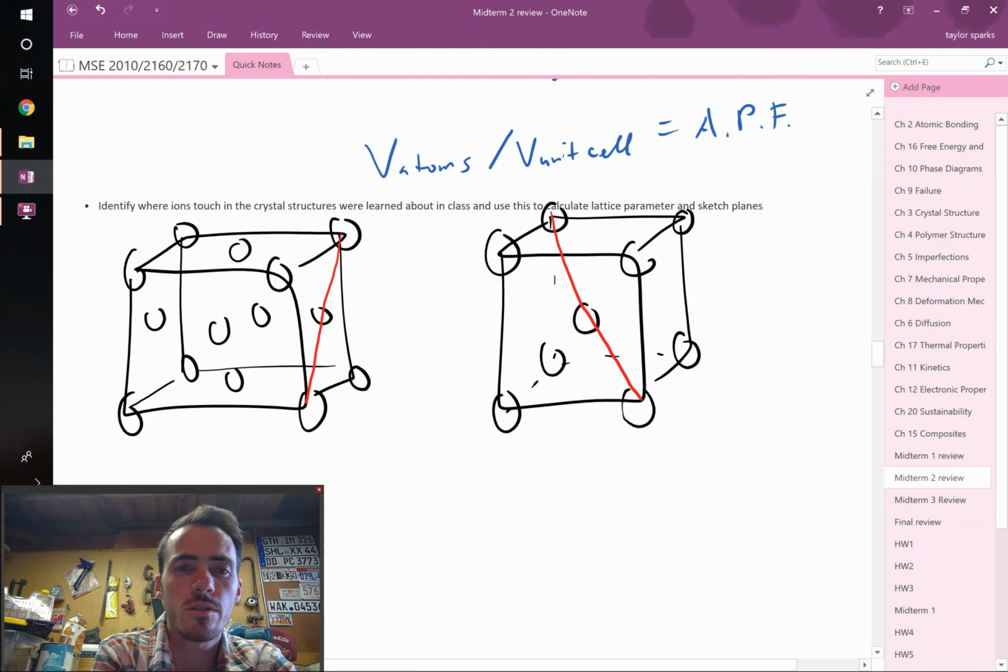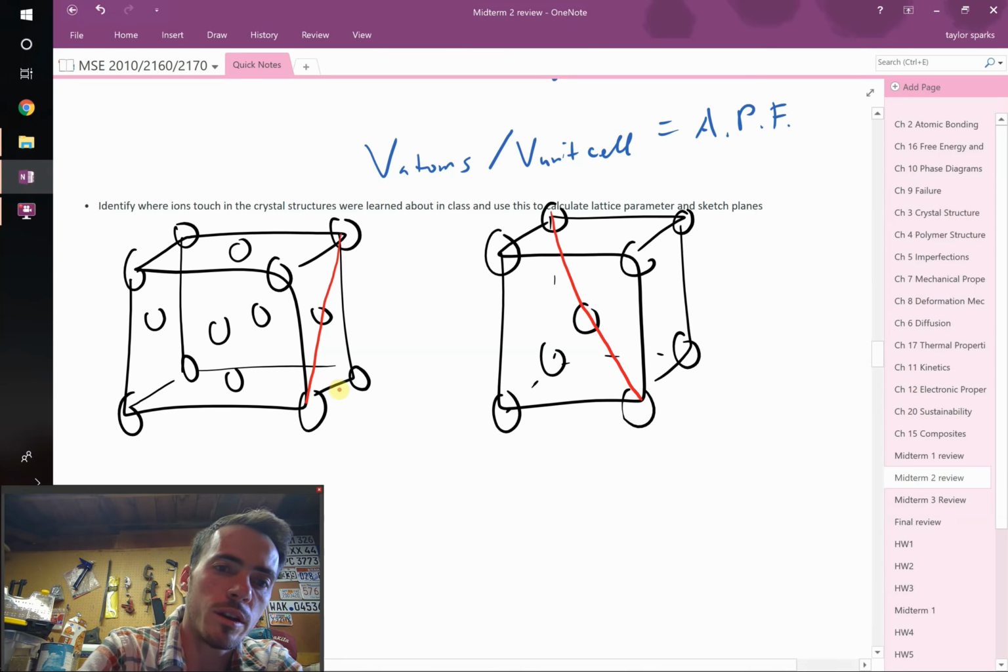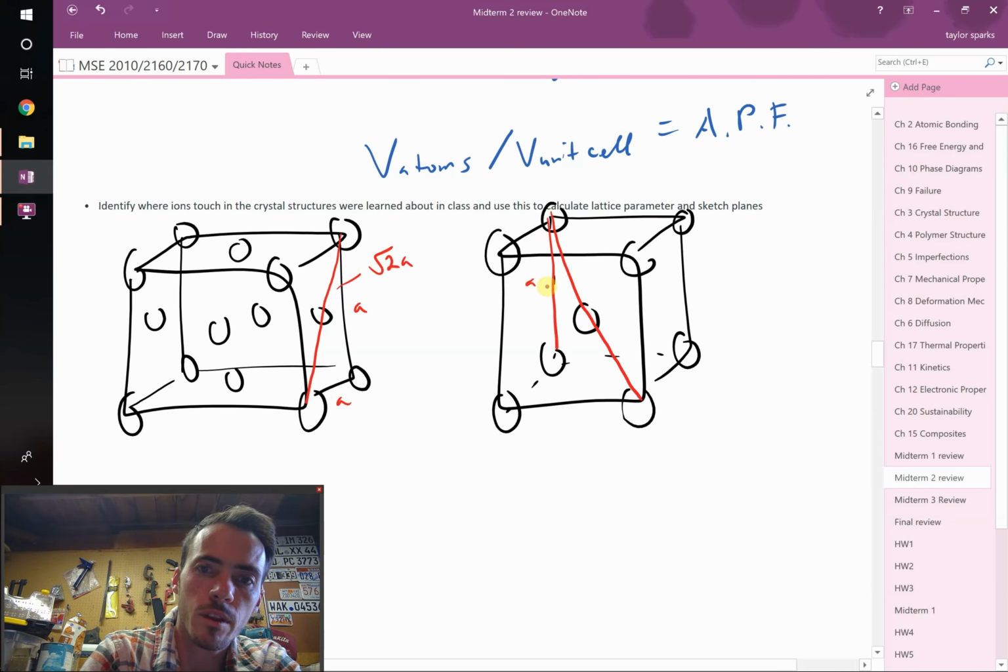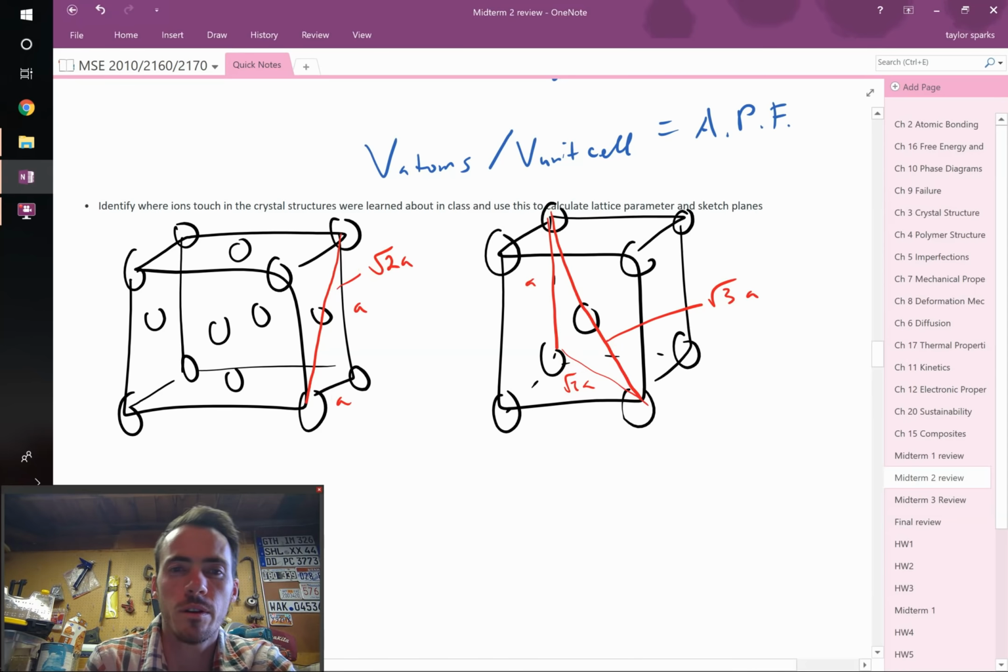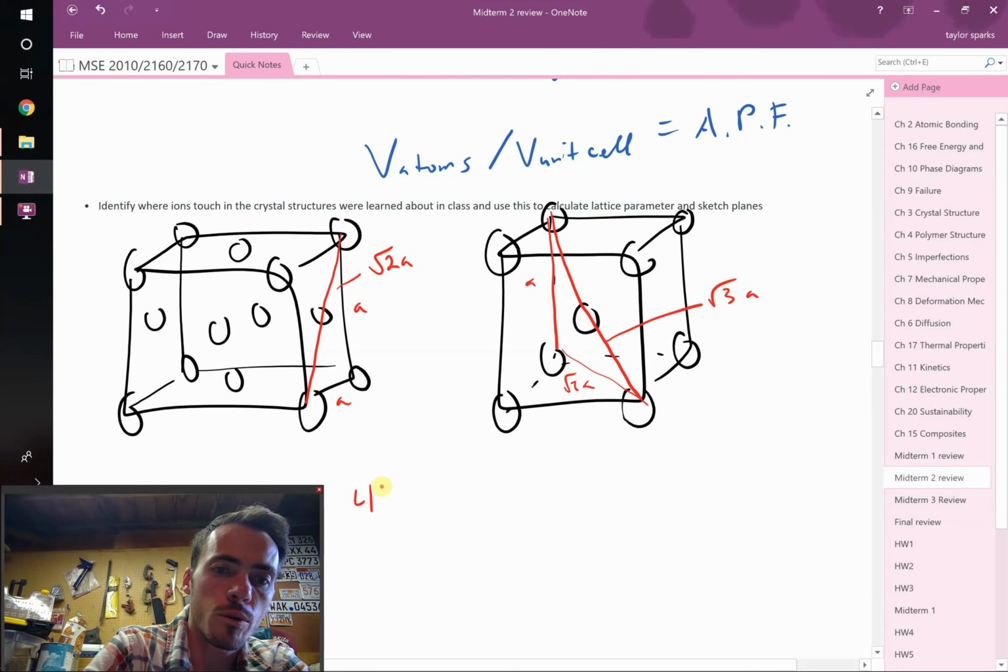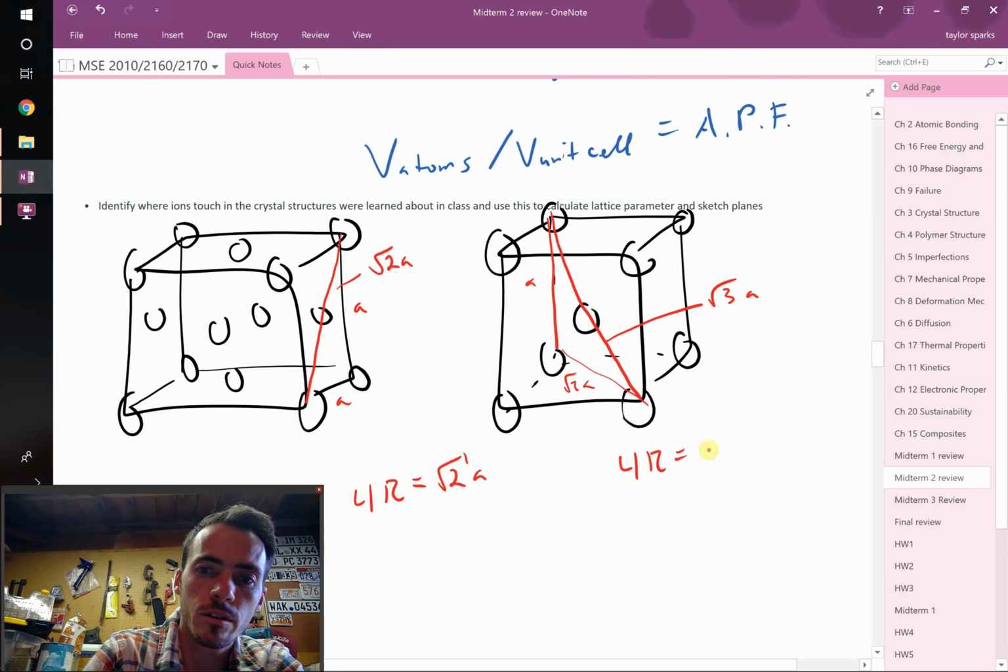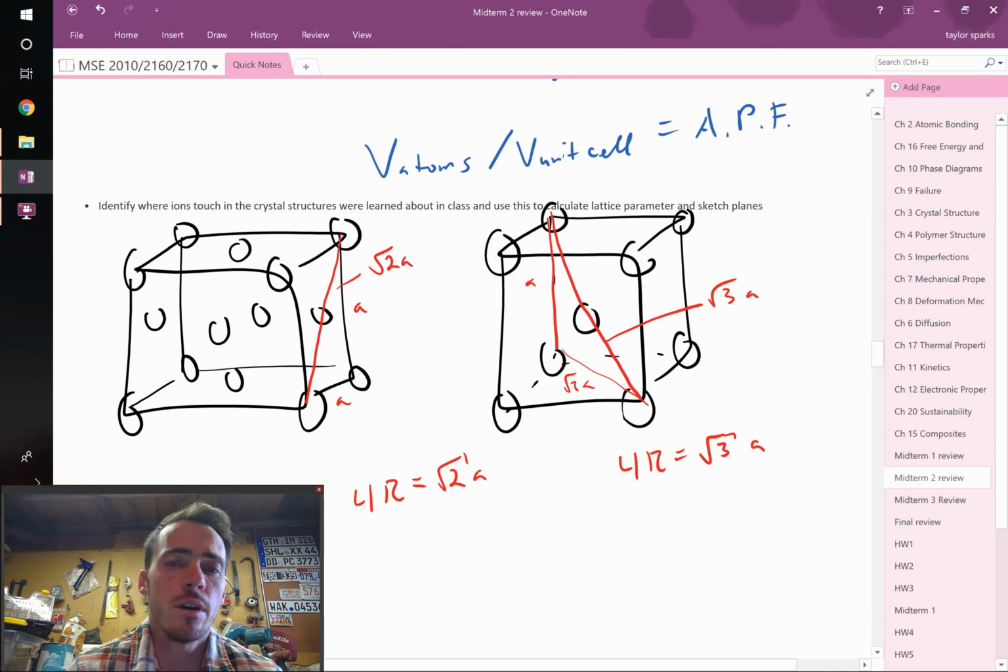The distance of these lines is not the same, right? In one case, you've got A, and this distance would become root 2 A. In the other case, you've got A, you've got root 2 A, and this becomes root 3 A, right? In both cases, you have 4 radii equaling that distance, but that distance is different. Root 2 A over here, and here you've got 4 radii equals root 3 A. So that's how you figure out the ratio of ionic radii to lattice parameter for these two different crystal structures.